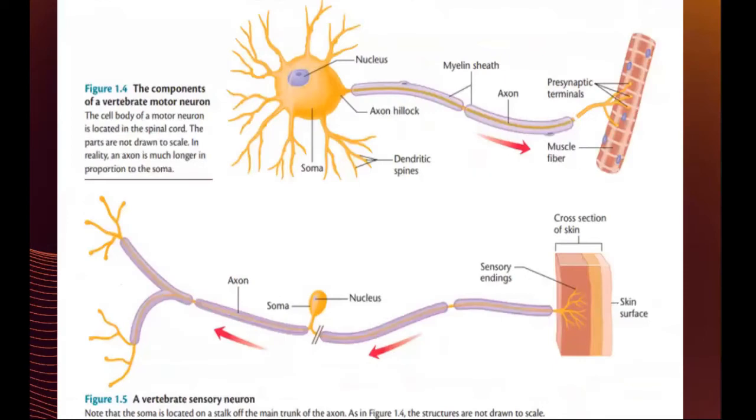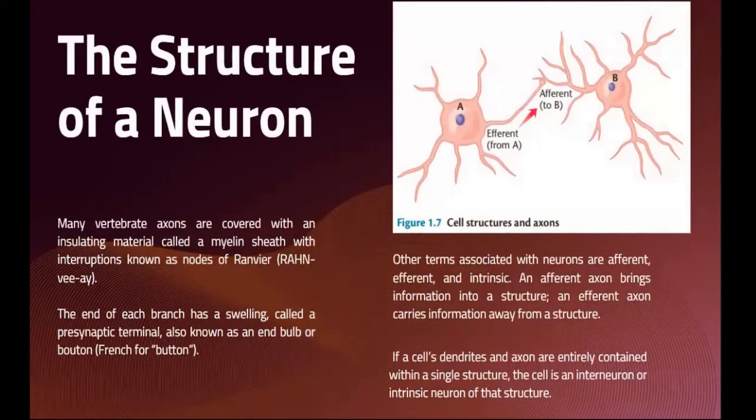So as presented on your screens, that is a representation of a motor and sensory neuron. So you can see there the essential parts of a neuron. As a continuation of the structure of a neuron, a myelin sheath is an insulating material with interruptions known as nodes of Ranvier. Although a neuron can have many dendrites, it can have only one axon, but the axon may have branches. The end of each branch has a swelling called a presynaptic terminal, also known as an end bulb.